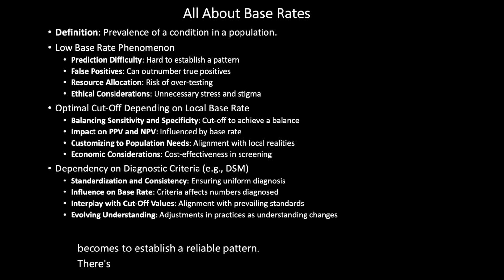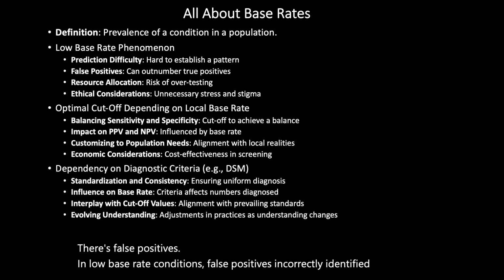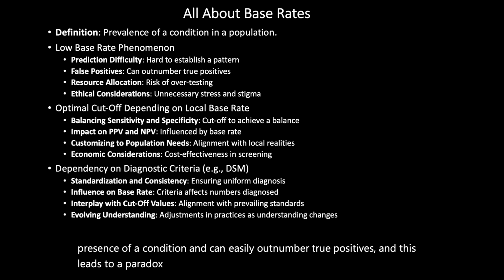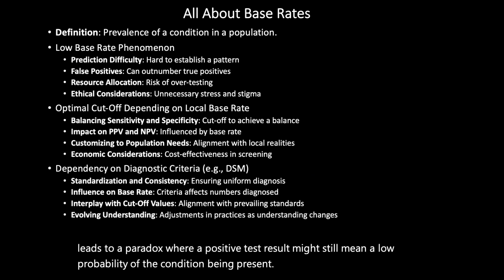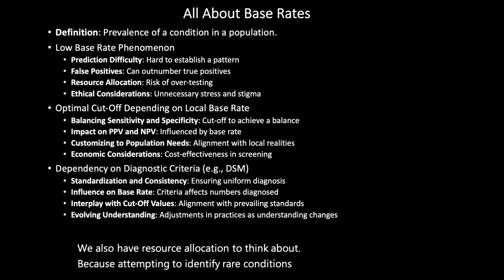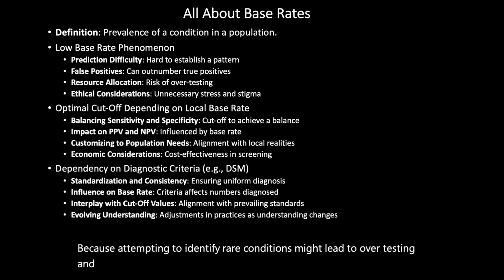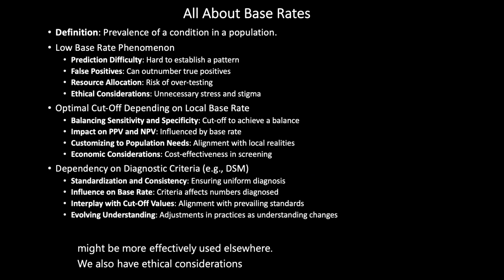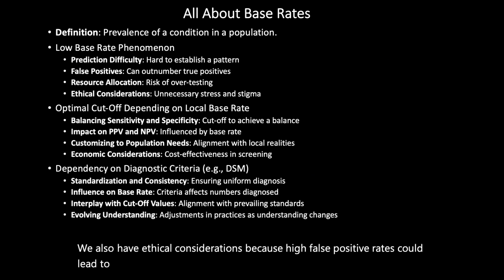There's false positives. In low base rate conditions, false positives incorrectly identify the presence of a condition and can easily outnumber true positives. And this leads to a paradox where a positive test result might still mean a low probability of the condition being present. We also have resource allocation to think about, because attempting to identify rare conditions might lead to over-testing and unnecessary interventions, thus consuming valuable resources that might be more effectively used elsewhere. We also have ethical considerations, because high false positive rates could lead to unnecessary stress and stigmatization of individuals, and that raises ethical concerns.